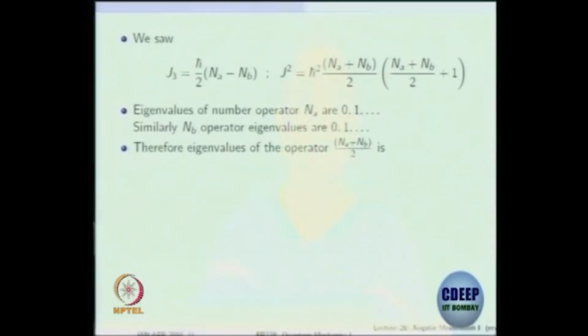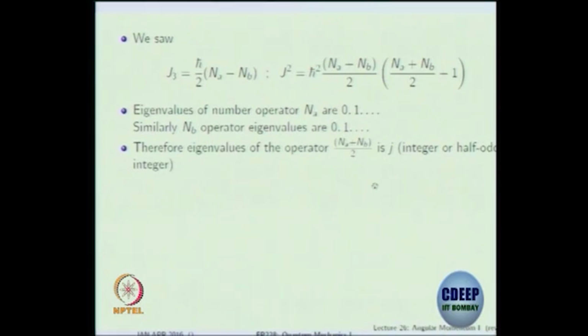So the eigenvalues of the operator J, (Na plus Nb) by 2. Suppose you take half the sum of the number operators, what will be the eigenvalues looking like? Half integers, right? It could be integers or half odd integers. So let's call that J to make contact with angular momentum. J, you know that it could be integer, including 0, and half odd integers. Very beautiful.